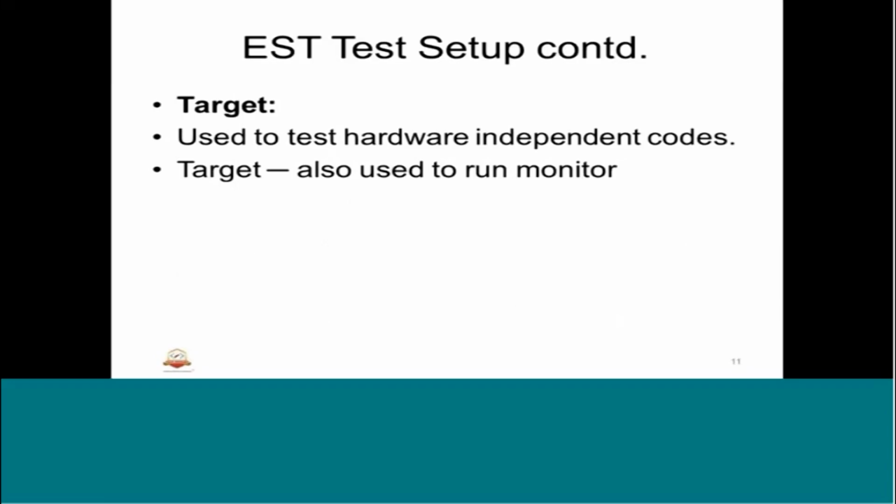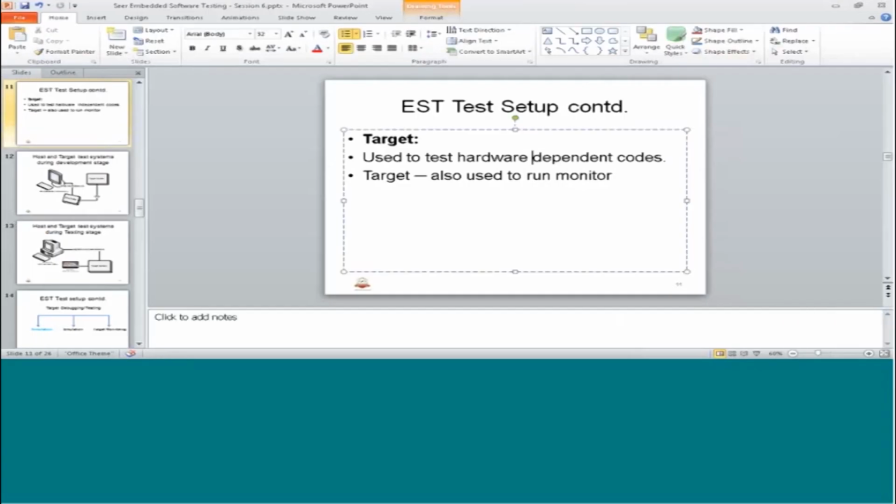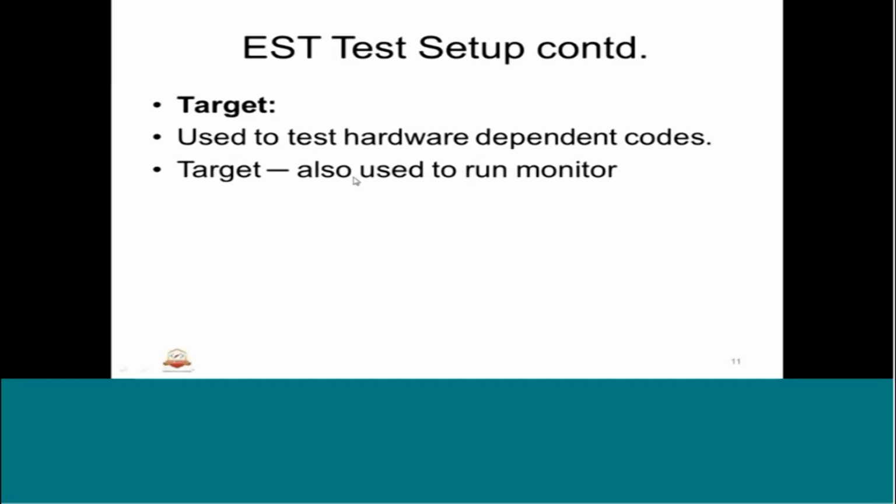So this is the definition about target. This is used to test hardware independent codes. So I think there is a mistake here. It should be hardware dependent codes. And the target is also used to run a monitor. That means from the target, anything that we expect to see as the output of the test, we'll need some monitoring mechanism. So that monitoring mechanism can be hooked into a target. That is how the target is used.